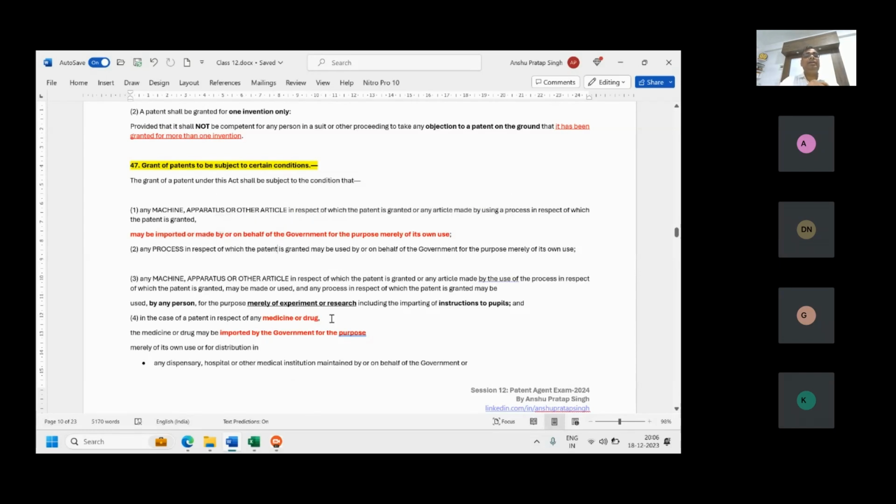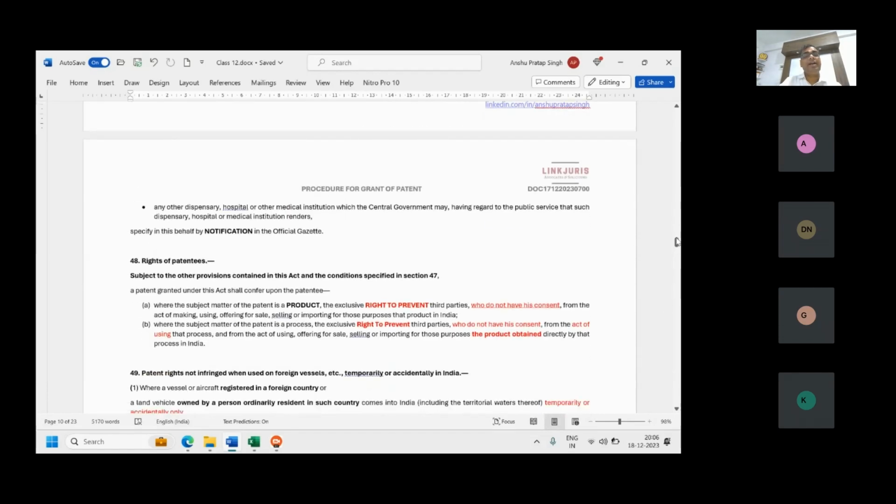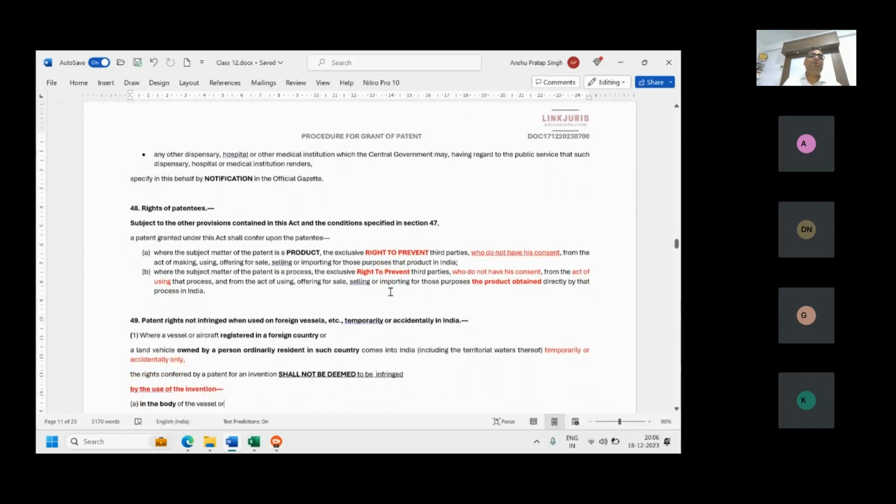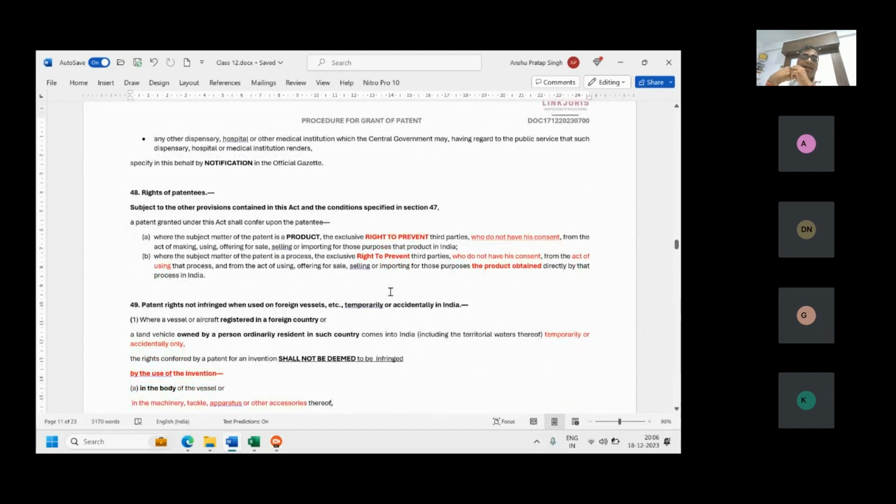Now remember, before understanding this, let's go to the right. What is the right? The right of the patentee with respect to a product is that no third party can use his patent without the consent of the patentee, and cannot do which acts? Making, using, offering for sale, selling, and importing. These five things you cannot do if it is a product.